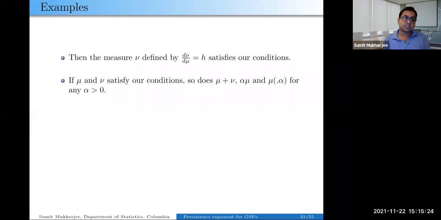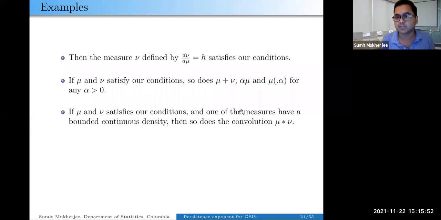Just to explain, the last example was with h an indicator. If mu and nu satisfy our conditions, then mu plus nu is nice, alpha times mu is nice, and if you scale mu down, that's also nice. So basically the measure of any set is mu of the same set divided by alpha. You just scale the measure. So that also satisfies all our conditions.